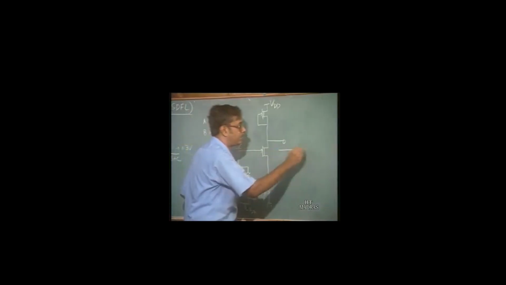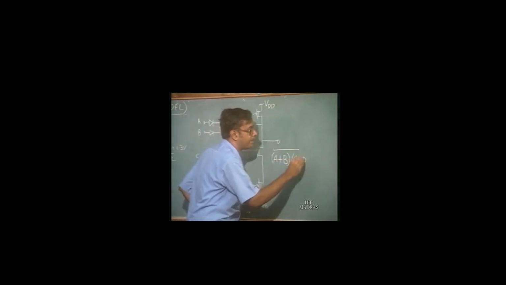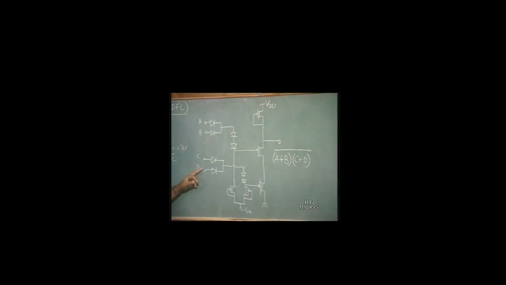So, the logic which is performed here is A or B and C or D, invert. That is, when either A or B is high, then this particular transistor conducts, and when either C or D is high, then the lower transistor here conducts. So, when both these transistors conduct, then the output is pulled down. So, this particular logic function is achieved in this case.